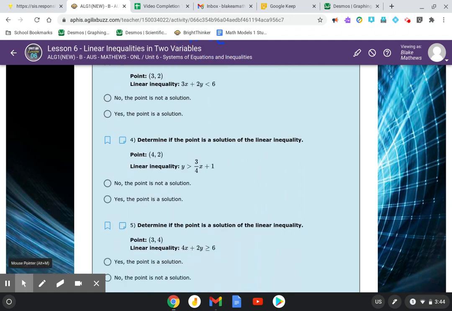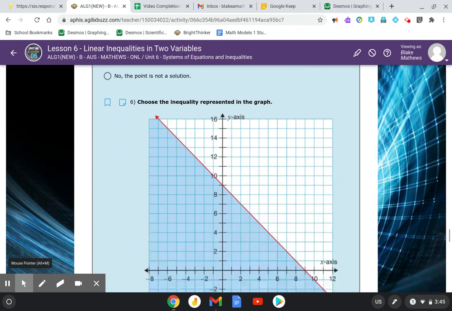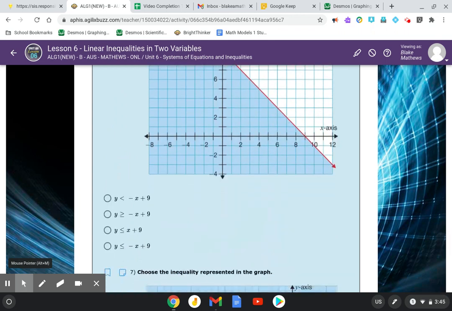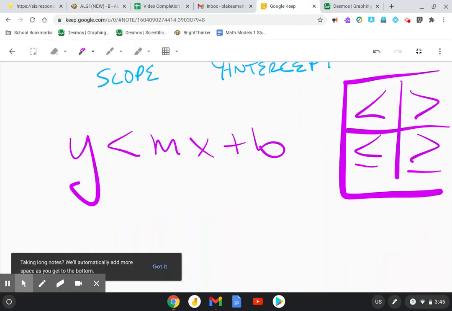You are just simply taking that point, plugging in the x and the y into the equation, and deciding whether or not the statement you get is true. Then the rest of this is just graphing. So we're going to just kind of look at these together. I want to just remind you of what the different numbers here mean. So I'm going to jump back over to our example here.